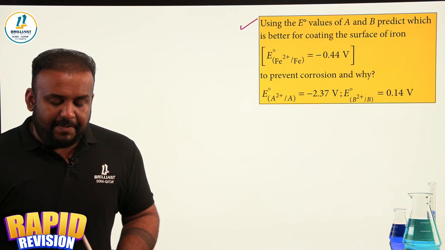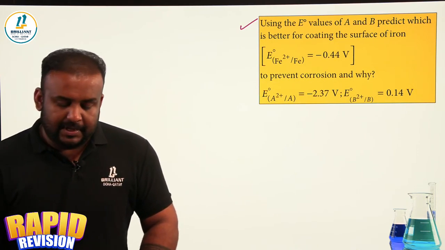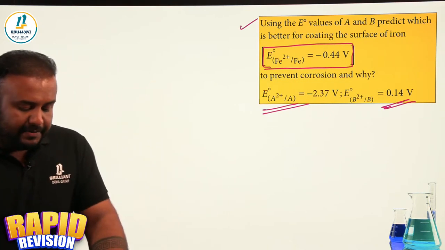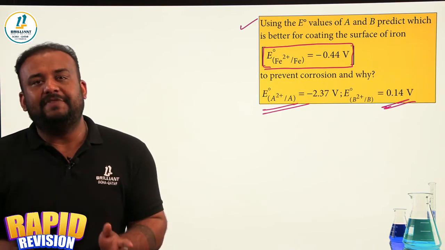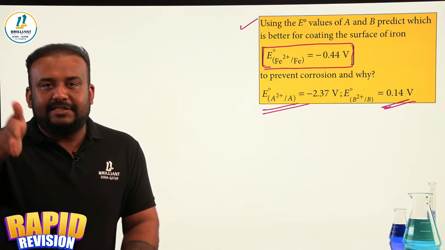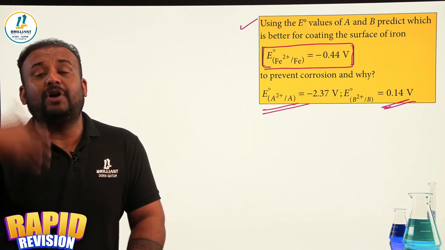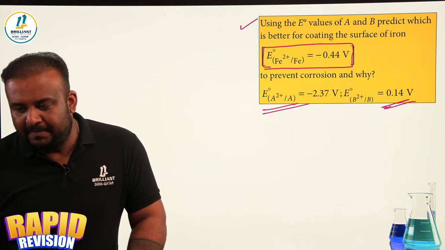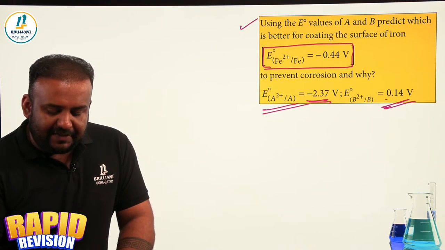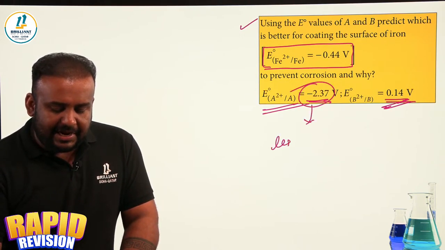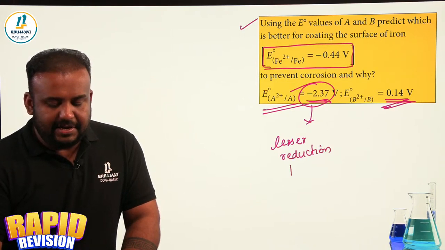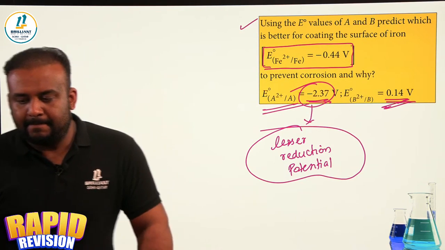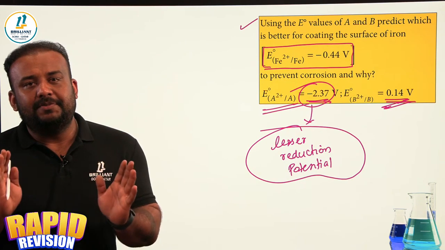Next, using the E0 values of A and B, predict which is better for coating the surface of iron. Iron's potential is given. Among these two, which is better to coat iron? See, the principle is very simple. If you are coating iron with something, then that something should get oxidized. That means it should have more tendency to get oxidized, which means its reduction potential should be lesser than that of iron. Yes or no? Yes. So among minus 2.37 and 0.14, minus 2.37 is the one which has lesser reduction potential. Is that clear? So all of you understood that concept also.